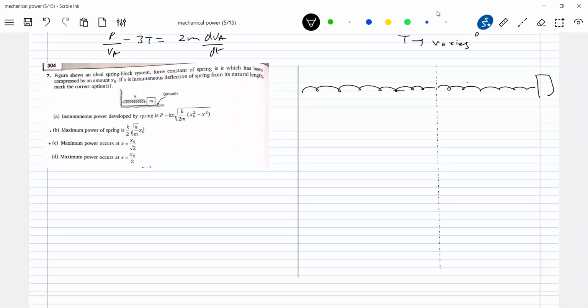Now the spring is elongated by a distance x naught, and released from rest here. The block is pulled by distance x naught, so the spring will get elongated. So spring force will act, and it is released from rest. That's what the question is telling.